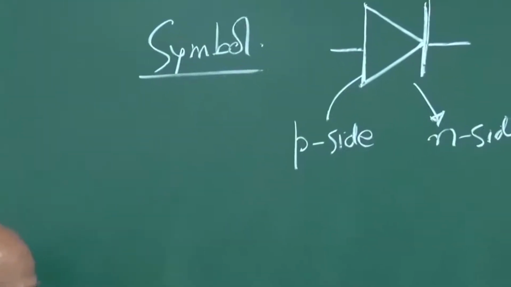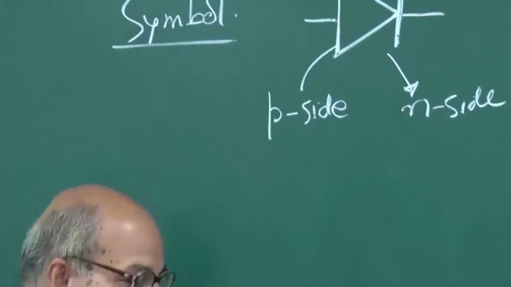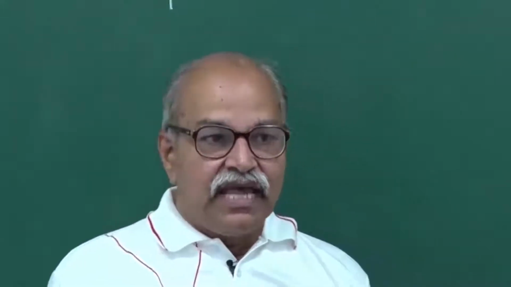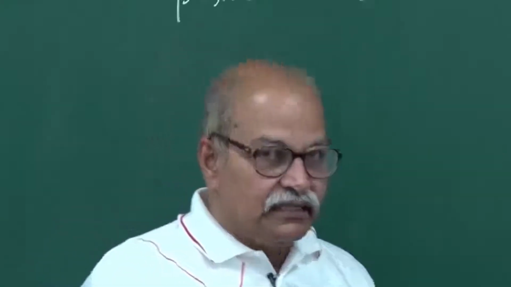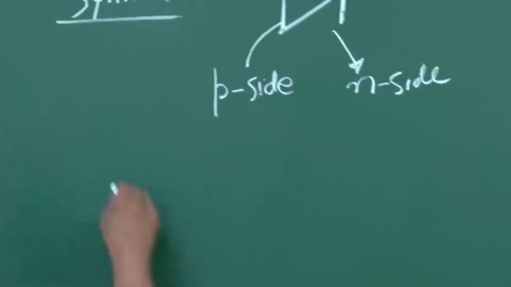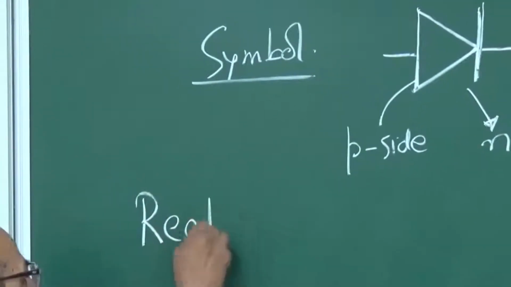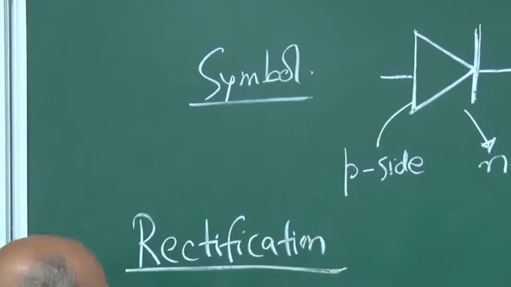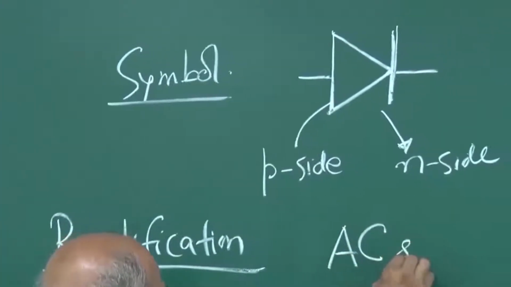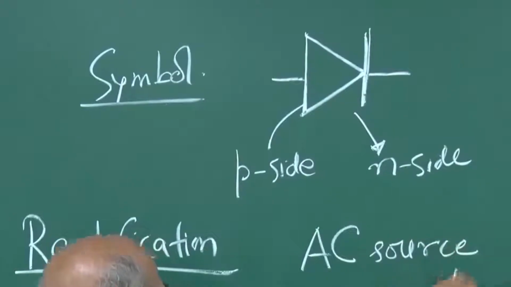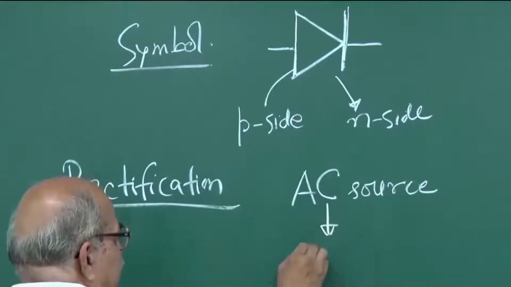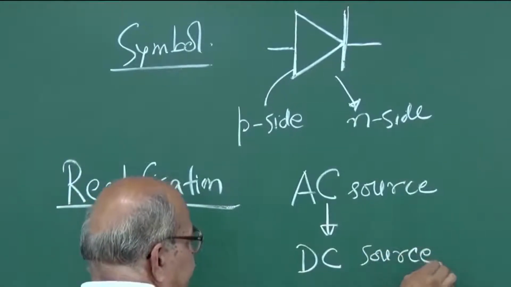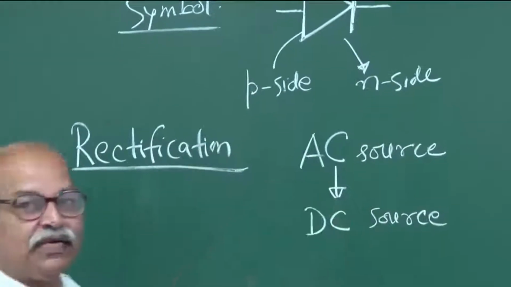Then, for several applications we can approximate our diode characteristic in different fashions, and one application that I will be dealing with today is known as rectification. I will just tell what it is. Rectification means you have an AC source, an AC voltage, and from that you make a DC voltage.